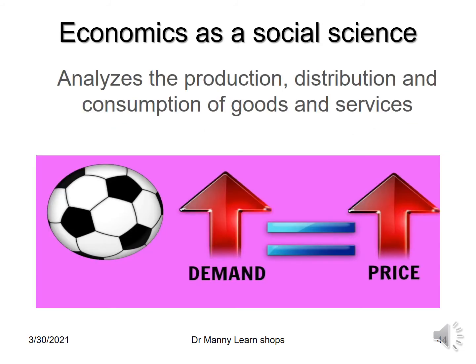Now let's look at economics as a social science. And as I indicated, you're going to be looking at all of these as agents of socialization in forthcoming lectures. Economics as a social science analyses the production, the distribution and consumption of goods and services. So essentially, it's a supply and demand issue.